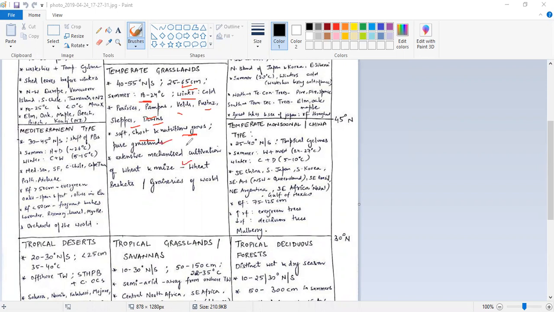Alfalfa is also associated with this. Wheat and maize, wheat baskets, granaries of the world. These are the terms associated with them. Now let's move on and talk about other areas.